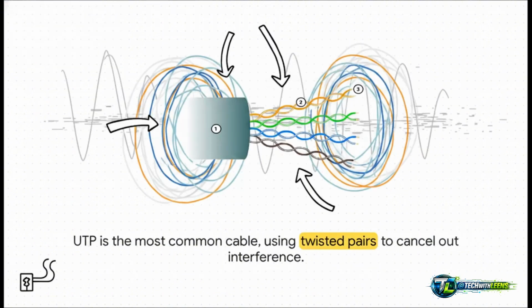UTP is probably what you're using right now. It's definitely the most common network cable out there. And its secret weapon is the twist. Seriously. By twisting the 2 wires in a circuit around each other, their magnetic fields actually cancel each other out. This little trick massively reduces both crosstalk and outside noise. So simple, but so effective.